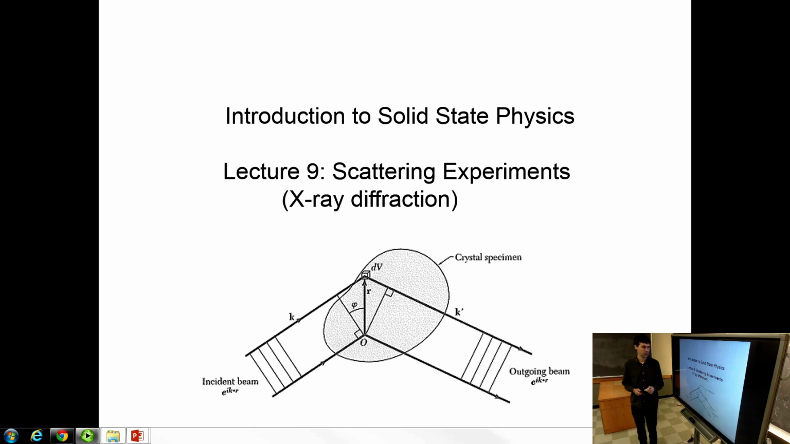All right, so now we're in the 9th lecture, and we're going to put what we've introduced about the crystal structures and the real space and reciprocal space to use today as we look at some very important class of experiments. Together they're called scattering experiments, but in particular we're going to look at X-ray diffraction.